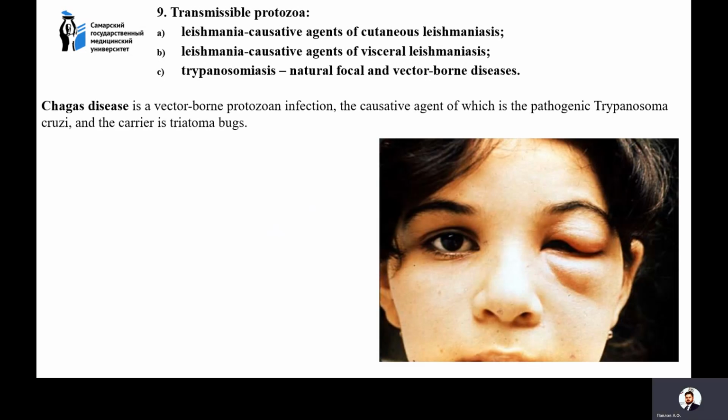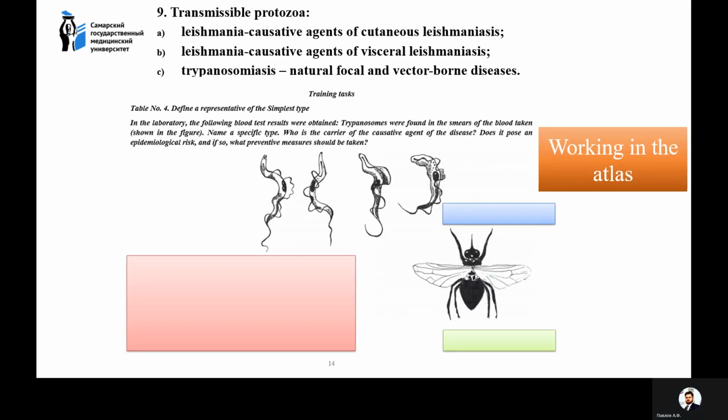Chagas disease is a vector-borne protozoan infection, the causative agent of which is the pathogenic Trypanosoma cruzi, and the carrier is triatoma bugs.